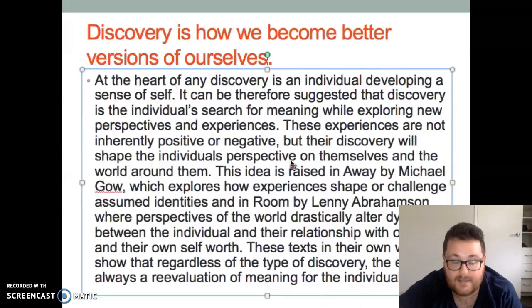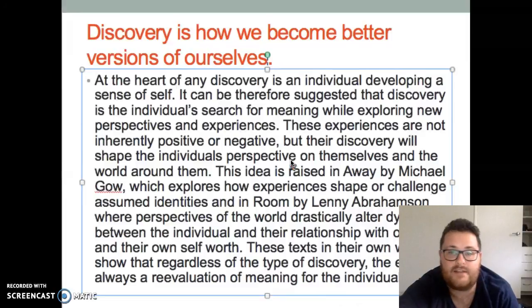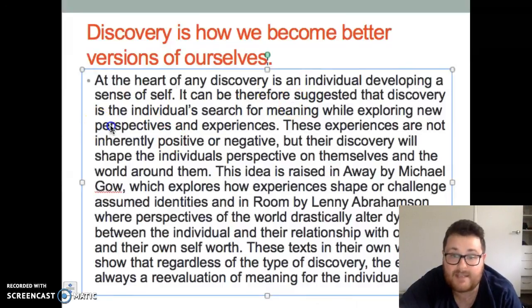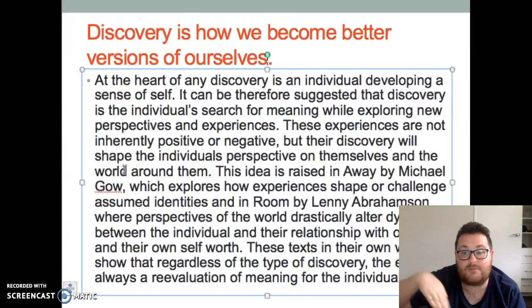Okay? There's only a couple of steps, and if you master that, it'll make that structure really clear. Once your thesis is in place, you need to constantly be referring back to it and to use that language. So if I was writing this based on this introduction, I would always use phrases like the individual search for meaning. I would always use things about perspective and experiences. I would use things about the idea of shaping individuals. And that's how you make sure that it's a cohesive and clear argument from top to bottom.